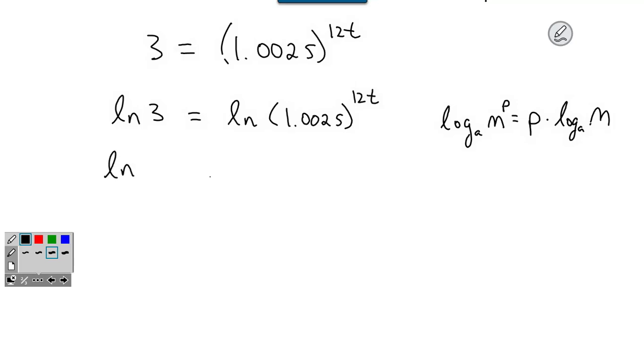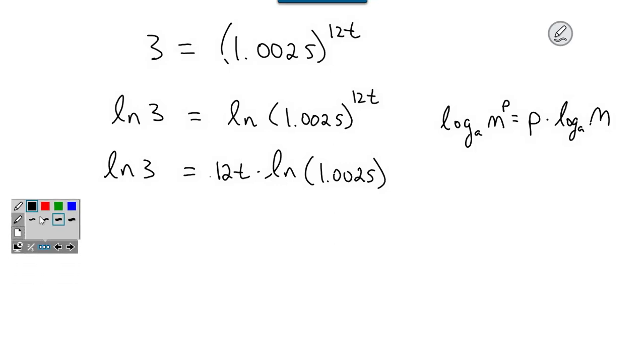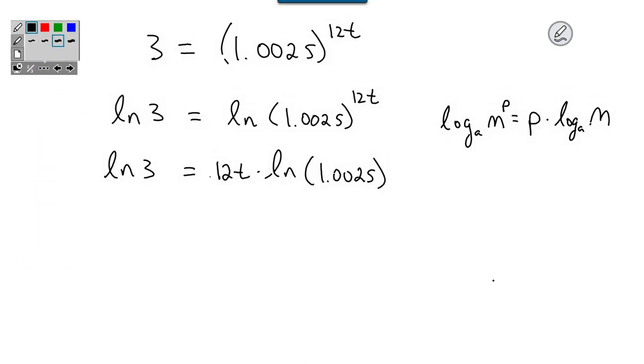So that says that the natural log of 3 is equal to 12t times the natural log of 1.0025. So my goal here is to solve everything for t. And since my goal is to solve everything for t, I need to get t by itself. So what is happening to t? It's being multiplied by 12 and it's being multiplied by the natural log of 1.0025. So what I'm going to have to do is divide by all of that.